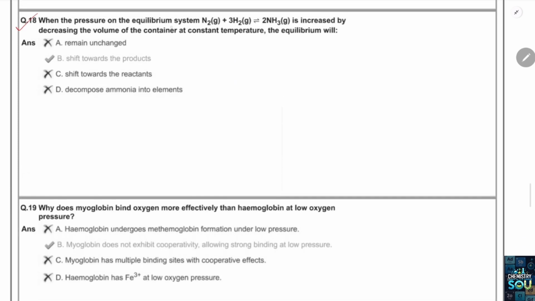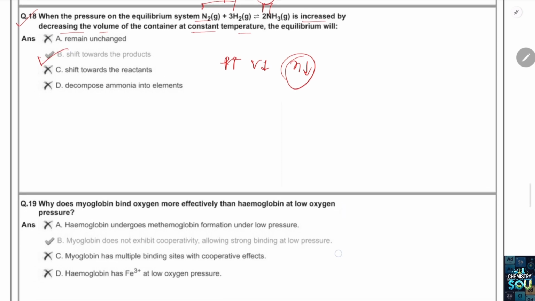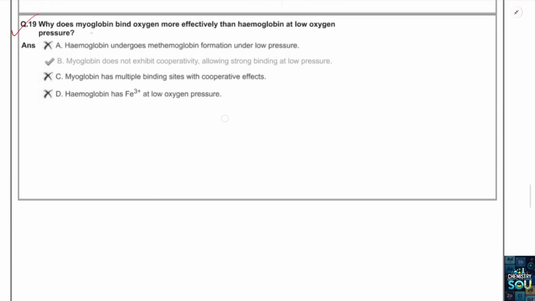When the pressure of an equilibrium system is increased by decreasing the volume of the container at constant temperature, the equilibrium will shift. We are increasing the pressure and decreasing the volume, so the equilibrium will shift in the direction where the number of moles decreases. Here, on the reactant side the total number of moles is 4 and on the product side the total number of moles is 2. So it will shift from 4 to 2, in the right hand direction, towards the product side. Option B is correct.